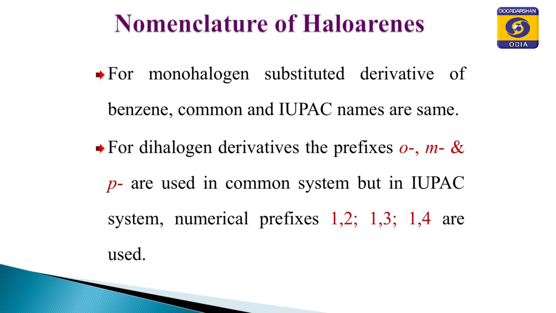But when the case arises for dihalogen derivatives, then there is a little bit of difference in the nomenclature. For the common name system, we use the prefixes ortho, meta and para. But in the IUPAC system, we use numerical prefixes like 1,2, 1,3, 1,4 respectively for ortho, meta and para isomers.